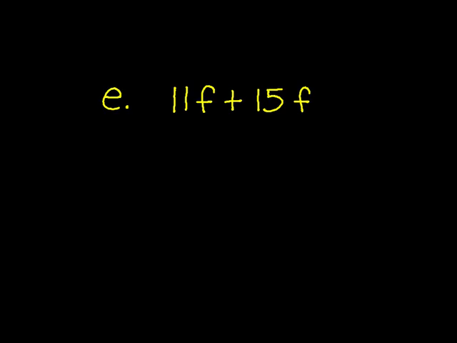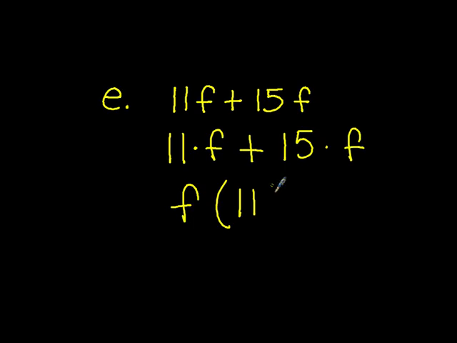Letter E, a little bit different here. You might remember this from earlier in the lesson. We have 11 times f plus 15 times f. And although there's no great GCF for 11 and 15, we can see that f is the GCF from both sides of the equation, or the expression rather. So we'll put f on the outside and put 11 plus 15 in parentheses.